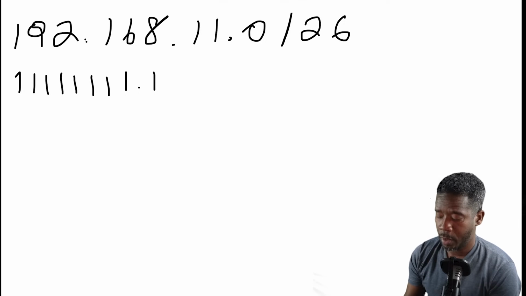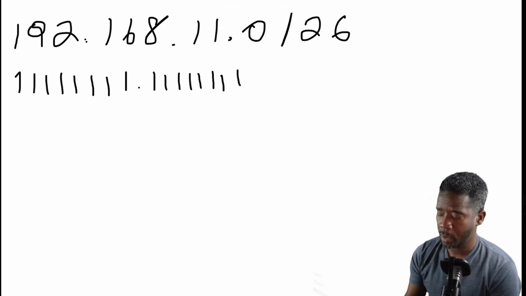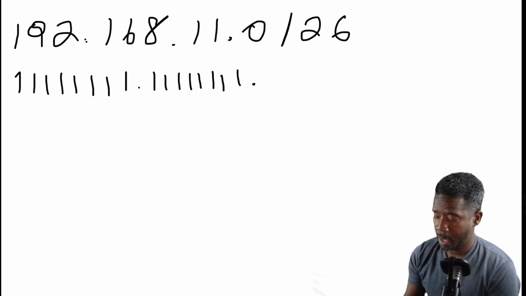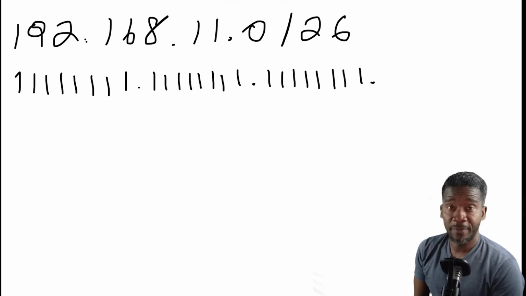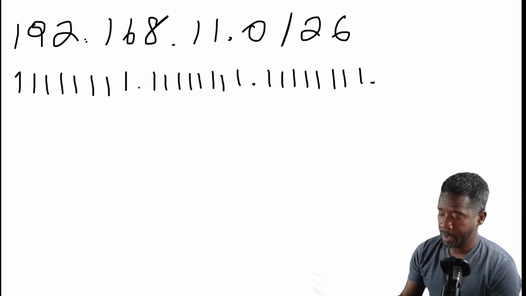The second octet, 1, 2, 3, 4, 5, 6, 7, 8. That's 16. Let's keep going with the third group, 1, 2, 3, 4, 5, 6, 7, 8. So what do we have now? We have 24, so we need two more. It's going to be 1, 2, and the rest is 0 because we already have 26 now.